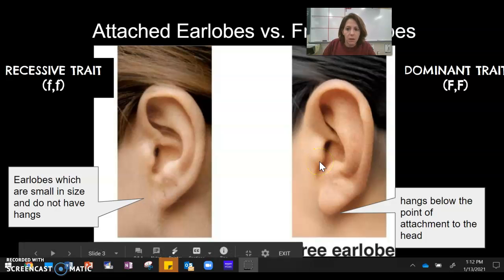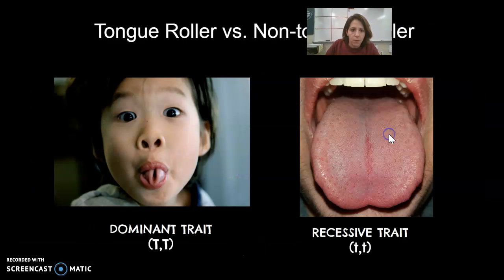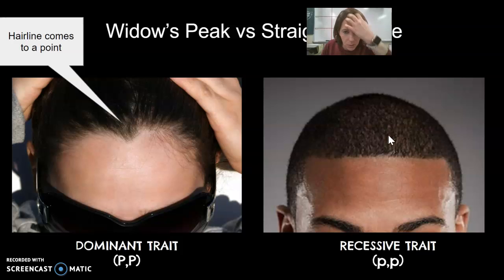Next trait we're going to study, we're going to look at eye colors, skin color, if you're a tongue roller or not, the hairline. So you can see with mine, I actually have a widow's peak, meaning that my hairline comes down a little bit here as a point. And that's what you're going to look at for there.